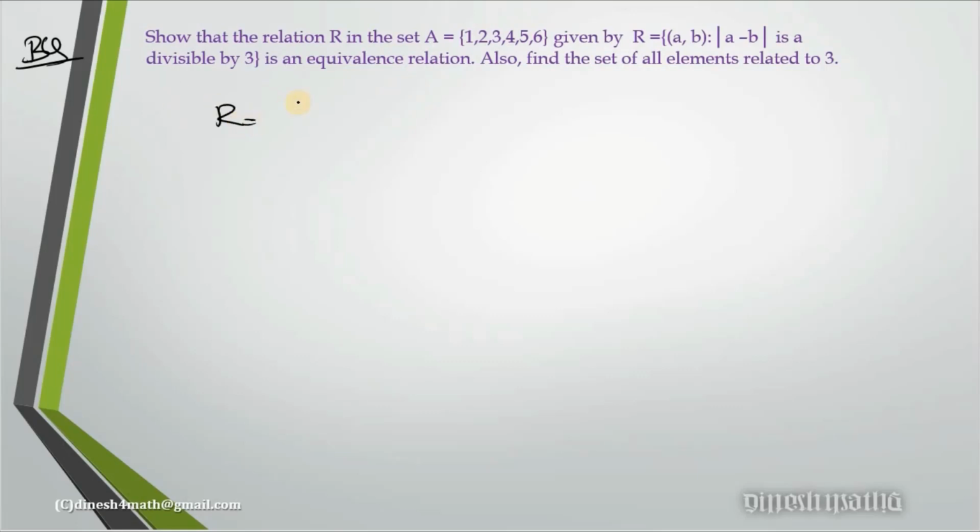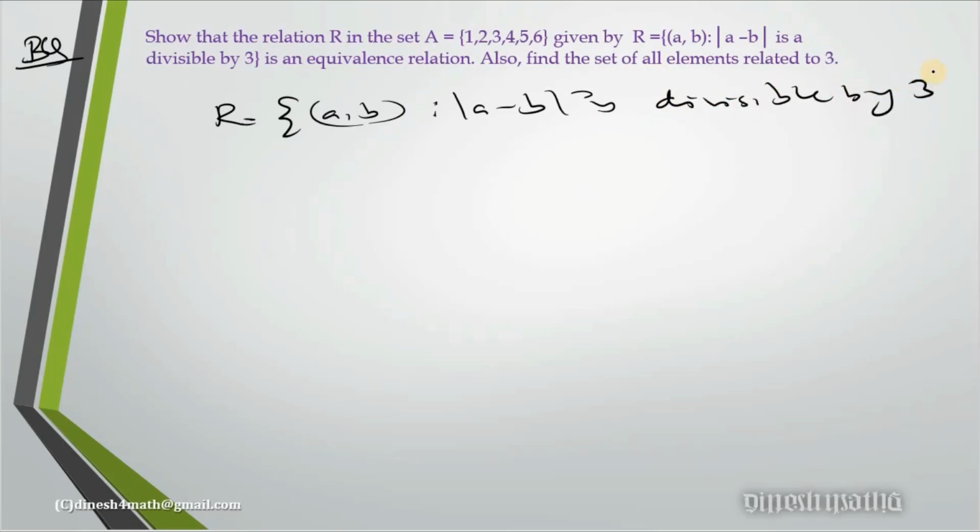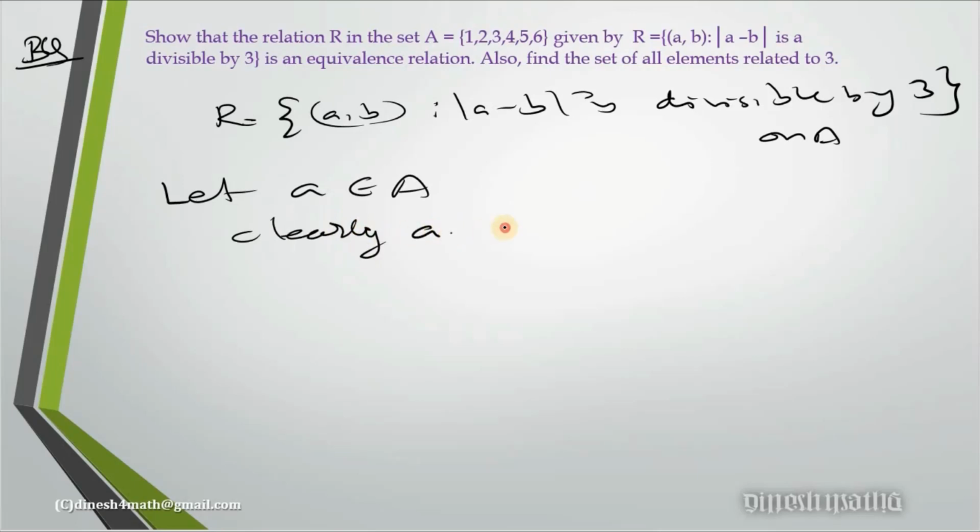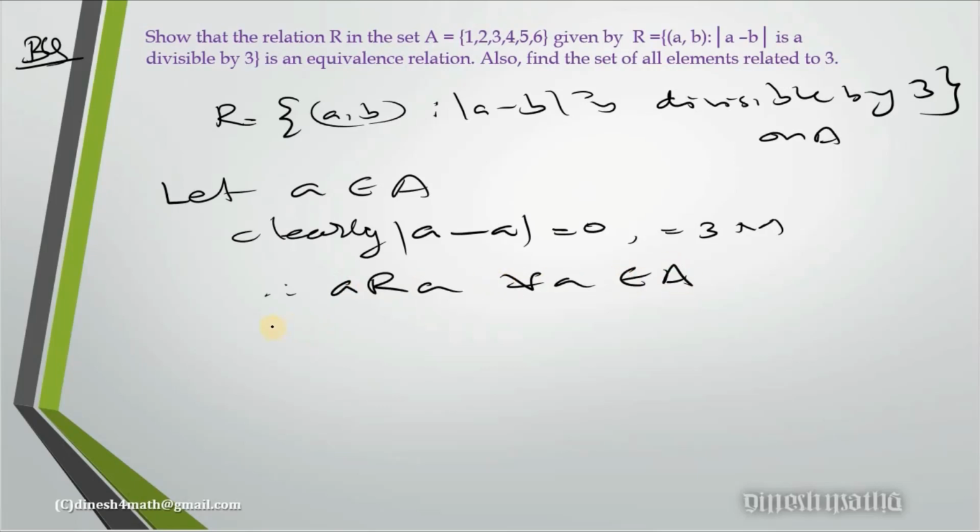Okay, the relation is R equal to {(a, b) such that magnitude of a minus b is divisible by 3} on set A. a is an element of A, and clearly we can say modulus of a minus a equals 0, or you can say some 3m, divisible by 3. So a is related to a for every a in the given set, and therefore R is reflexive.